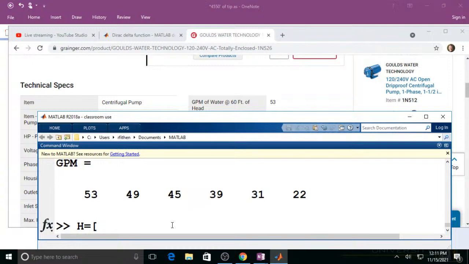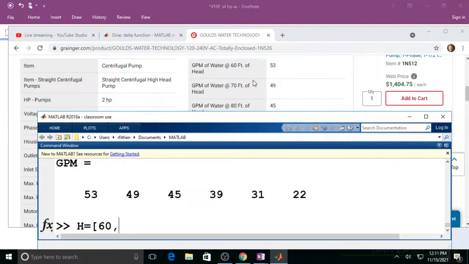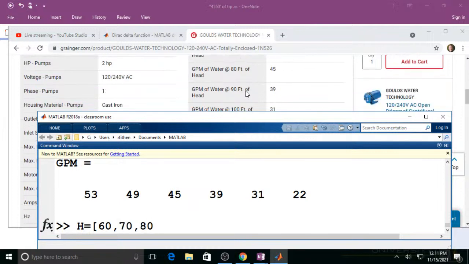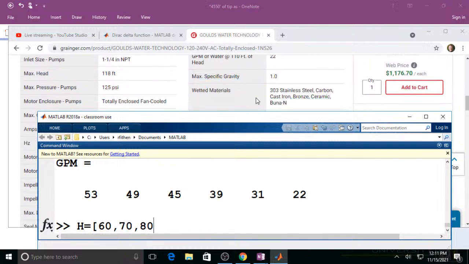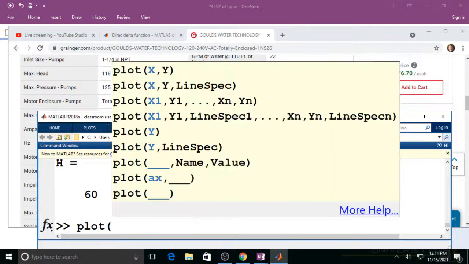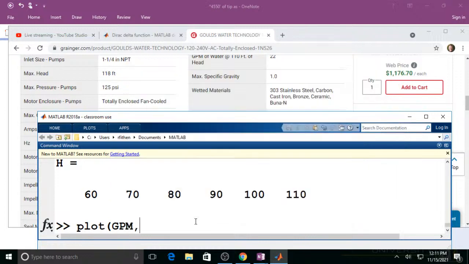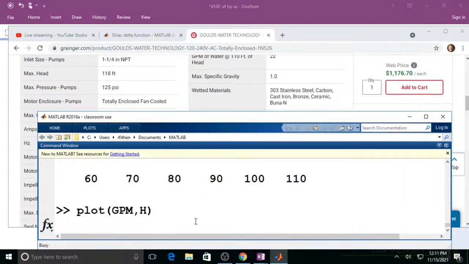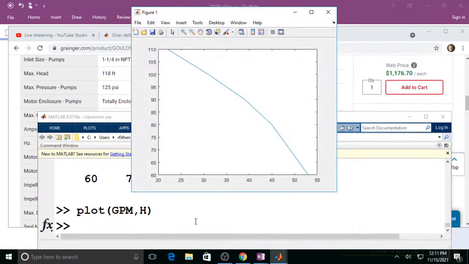So that was at 60, 70. I guess they all go increasing by 10: 80, 90, 100, 110. So if I plot, along the X I want gallons per minute, and I want the head. And so you see kind of a pump curve.